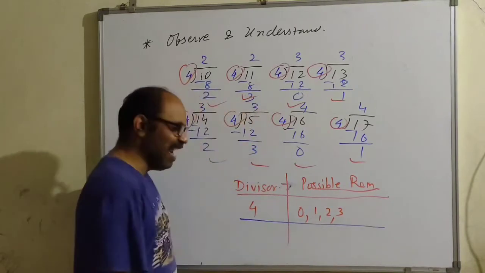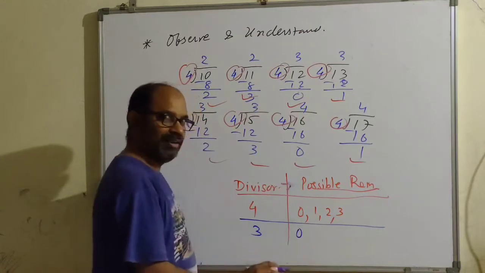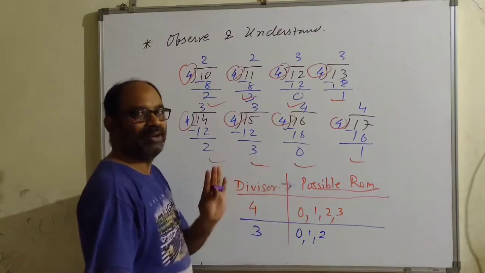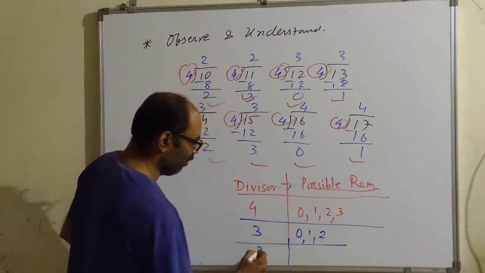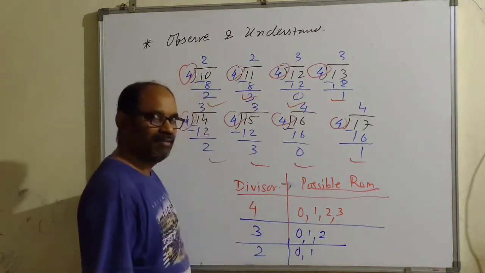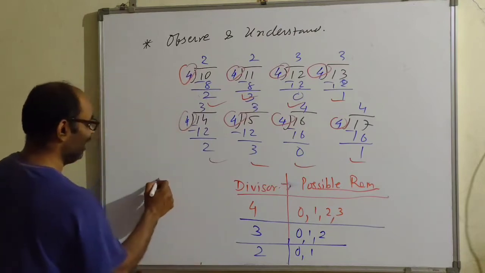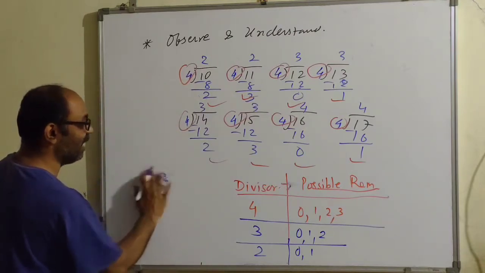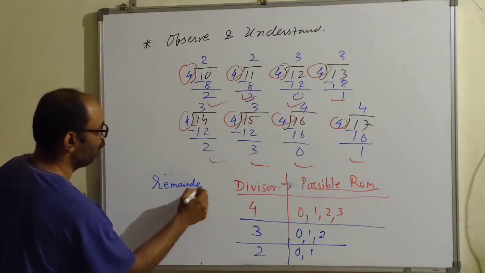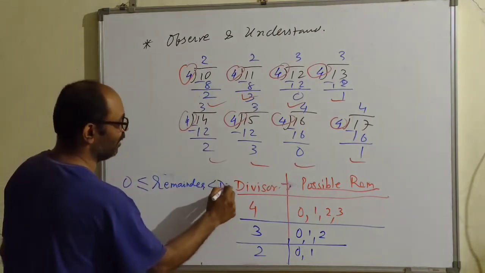Can you tell me from that, if the divisor is 3, what are the possible remainders? 0, yes. 1, yes. 2, yes. But 3 or more cannot be the remainder. Tell me, if the divisor is 2, what are the possible remainders? 0 and 1. Are you getting me? So you can say the remainder can be greater than or equal to 0 and less than the divisor.